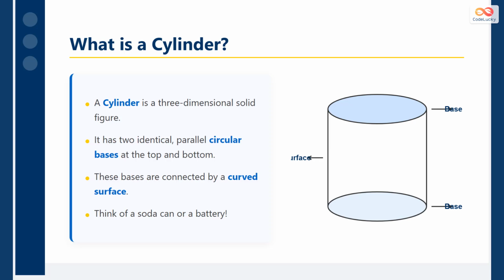First, let's define what a cylinder is. A cylinder is a three-dimensional solid that consists of two identical, circular bases located at the top and bottom. These bases are parallel to each other and are connected by a curved surface.